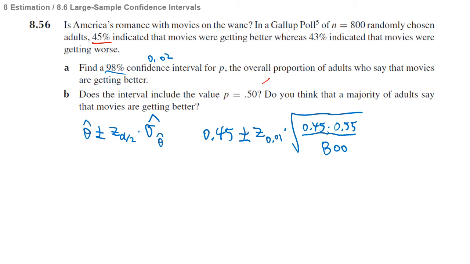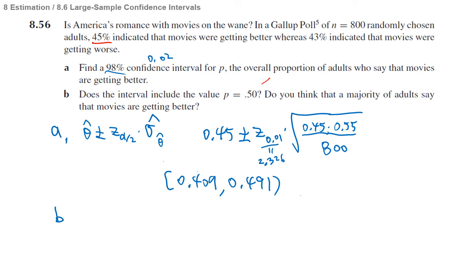Okay, so this is our confidence interval, and here z 0.01 is 2.326. If you calculate the bounds using a calculator, the lower bound is 0.409, and the upper bound is 0.491. So this is the answer for question A.